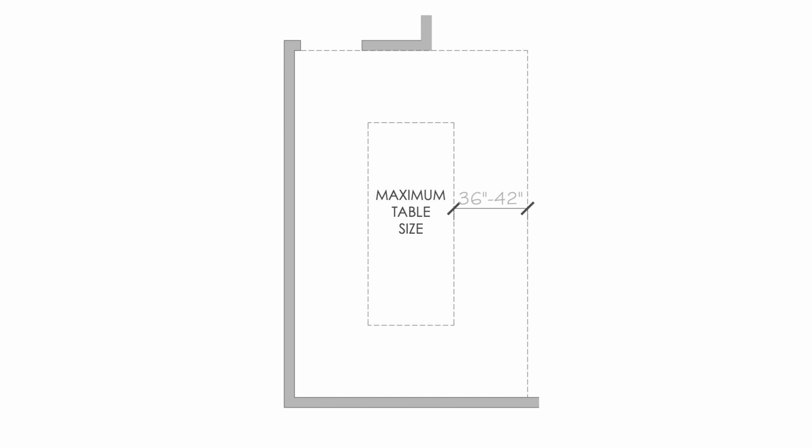Once you measure the length and width of the room, you'll want to subtract at least 3 feet or 42 inches away from the walls. This will be the maximum size of a dining table that you can fit within the space. Why do you need this extra space? 36 to 42 inches is the space you need to comfortably scoot chairs in and out from underneath the dining table.